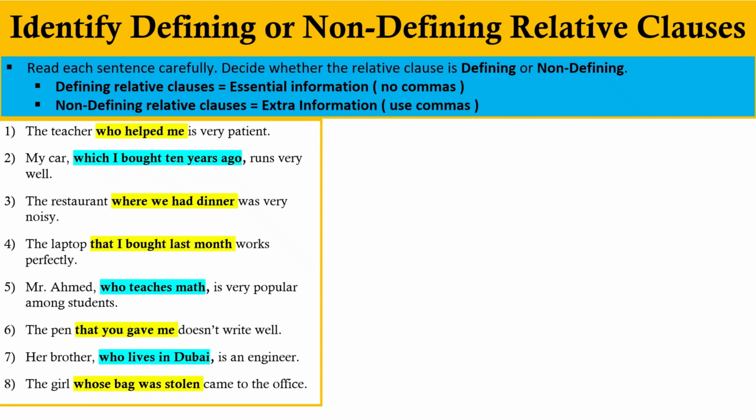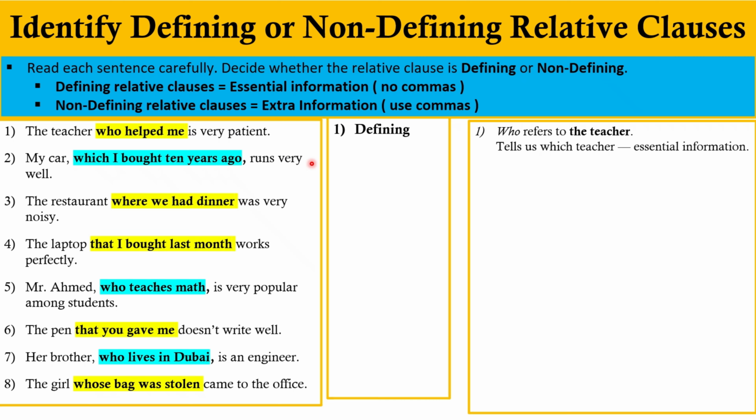Let's check the answers together. The first one is defining, because who helped me tells us which teacher. Here, who refers to the teacher. The second one is a non-defining relative clause, because the extra information which I bought 10 years ago can be removed, and the main sentence still makes sense. Here, which refers to my car.